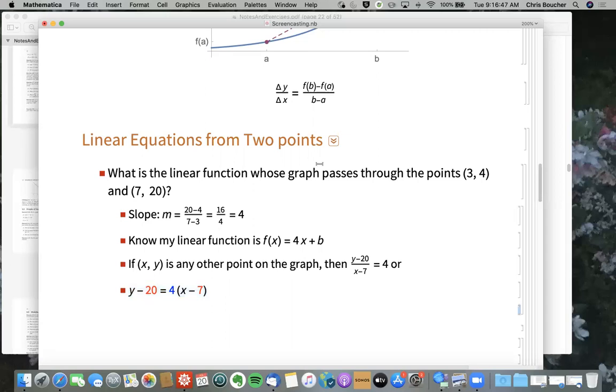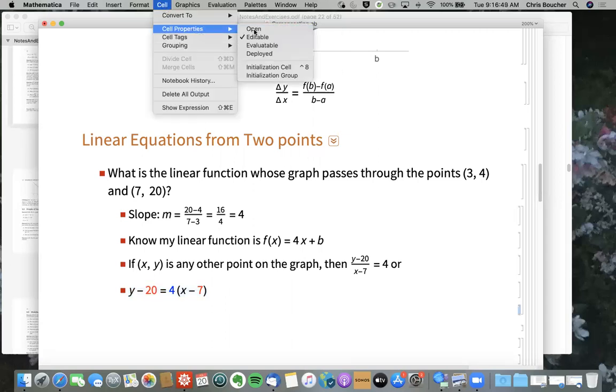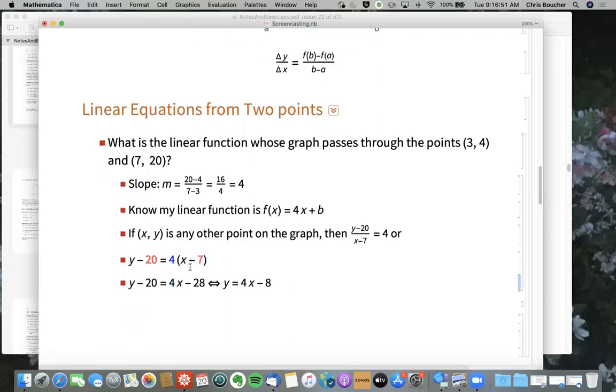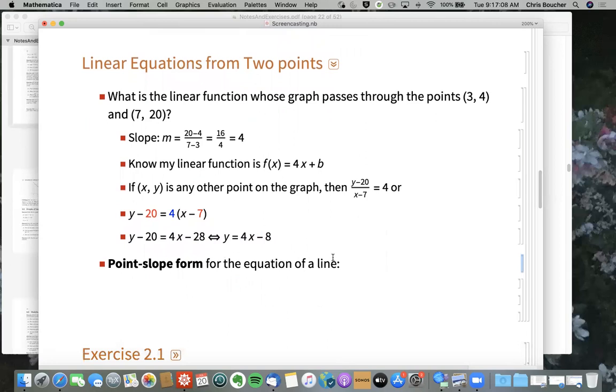And then I just do a little bit of algebra with that equation, multiply through the parentheses to get 4x minus 28, and then add 20 to both sides. And here we have it. This is the answer to the question. That's the linear function whose graph passes through those 2 points. We can speed this process up using what's called point slope form for the equation of a line. And this right here is an example of point slope form.